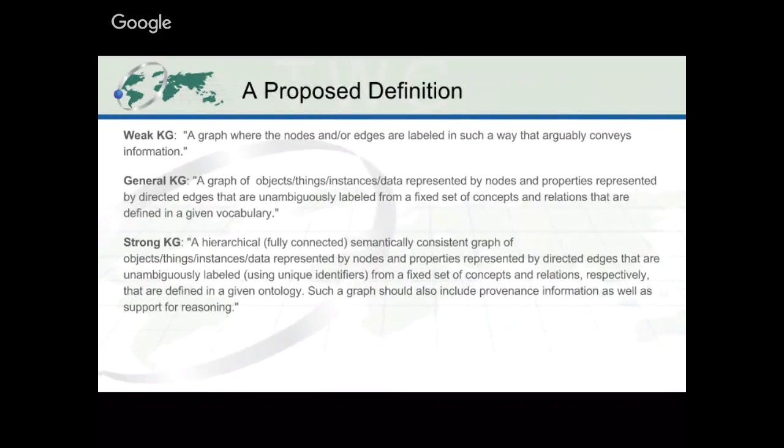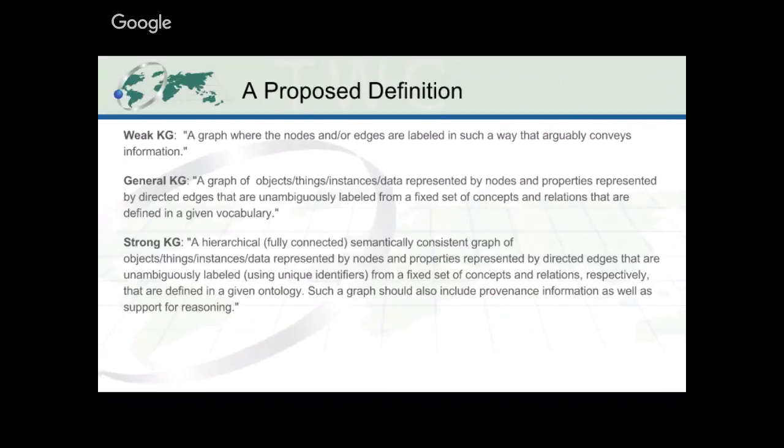Right, so the proposed definition is pretty much based on the requirements we set earlier. We can use pretty much any graph that arguably conveys information, a general KG, where the edges have to be directed and unambiguously labeled. Also, concepts and properties must come from some kind of vocabulary. Then a strong KG extends this point further. We can address the hierarchical, fully connected issue when we discuss this, but we want a strong KG to be semantically consistent.